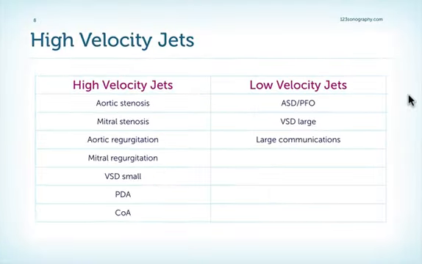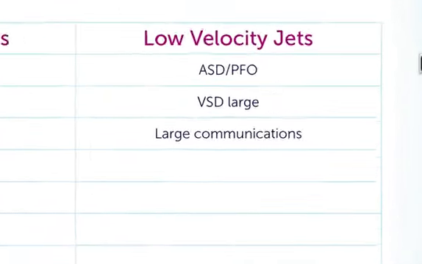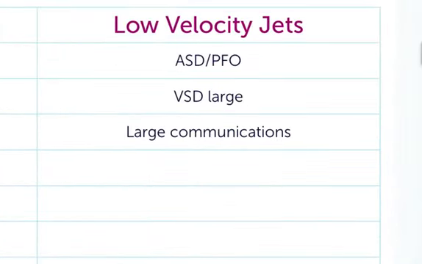Low velocity jets are usually found in situations where we have communication between two chambers where there is not such a high gradient, for example between the left atrium and the right atrium in the setting of atrial septal defect or a patent foramen. If we have large communications, especially large VSDs, but also other large communications, for example, fistulous communications or a very large aneurysm or whatever.